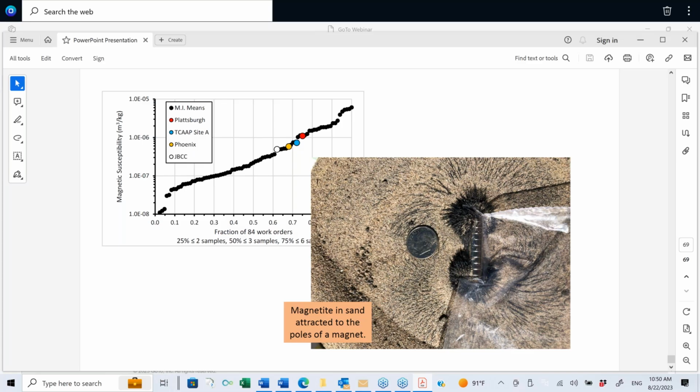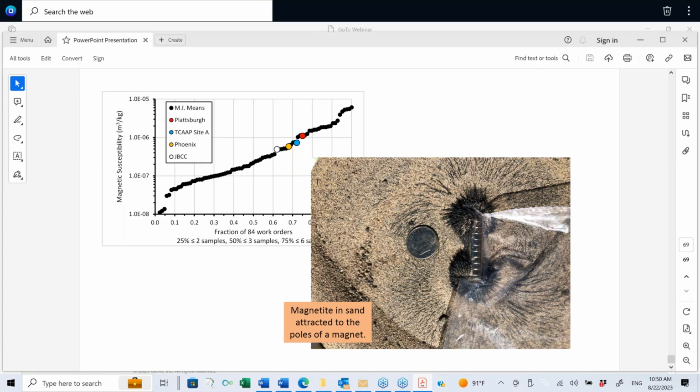Okay, next question is, when you're doing the magnetic susceptibility testing, do you have any concerns that the readings would be affected by impurities in the sand pack or bentonite, those types of things? Yes, that's always an issue.